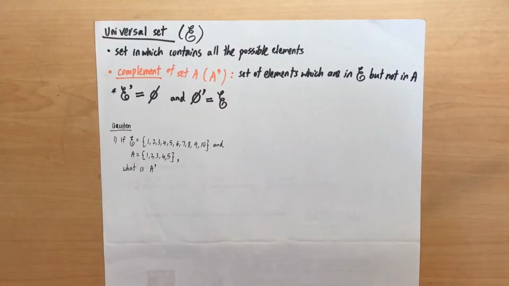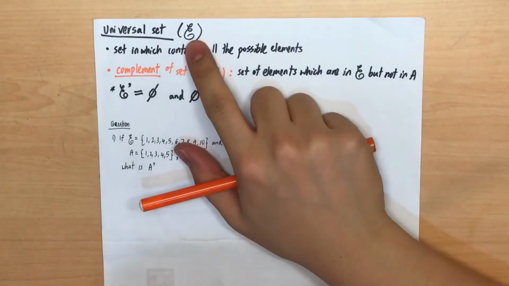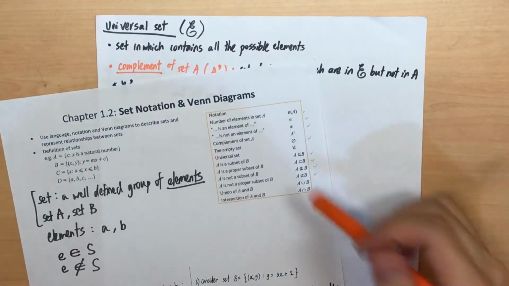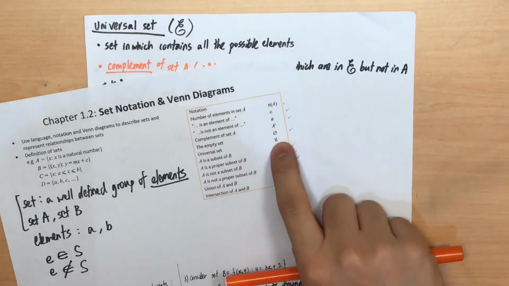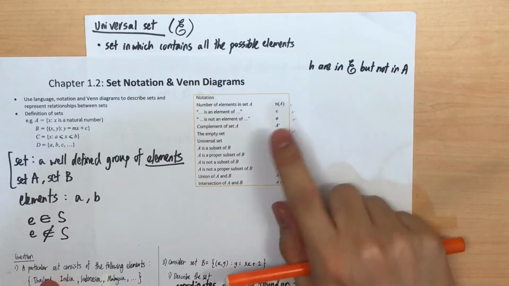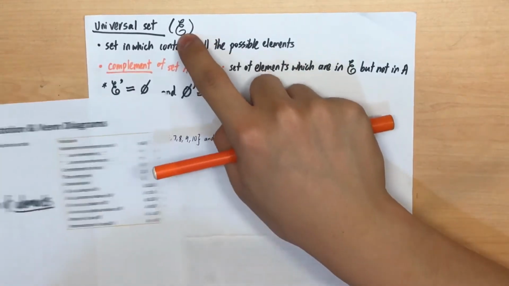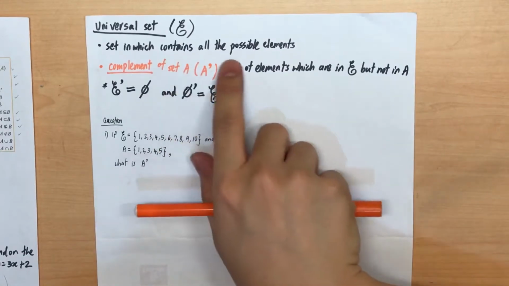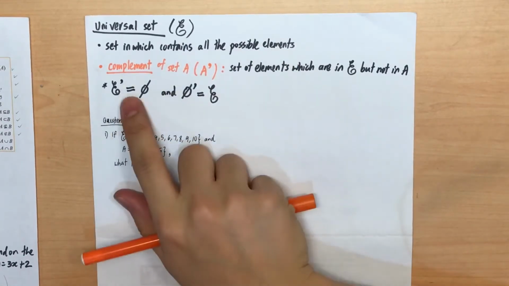When we come to the universal set, the universal set is denoted as something that looks like E, or you can look at here. This is from the syllabus. Something looks like this. Universal set means the set which contains all the possible elements.